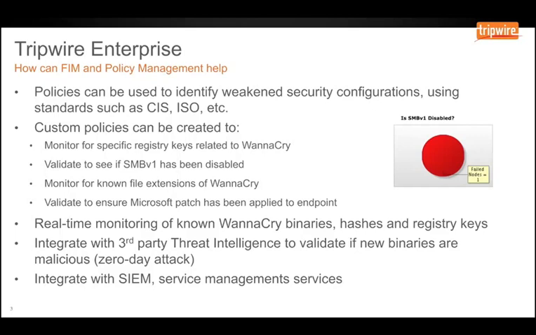For example, we can use real-time file integrity monitoring to monitor the Windows registry for specific known WannaCry keys. Or we can validate if SMB version 1 has been disabled on the endpoint. A policy can be written to see if the specific security patch has also been applied to the endpoint. With real-time monitoring, we can help identify known file hashes of the attack, as well as the binaries and registry keys. And finally, we can integrate with third-party products such as threat intelligence providers to help validate real-time changes and identify if it's a zero-day attack or not.